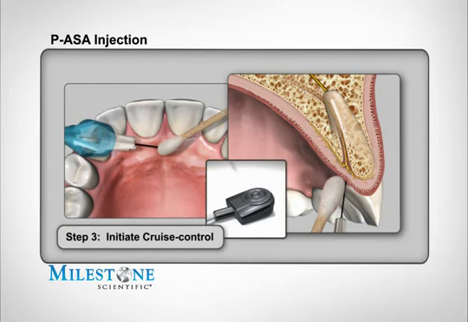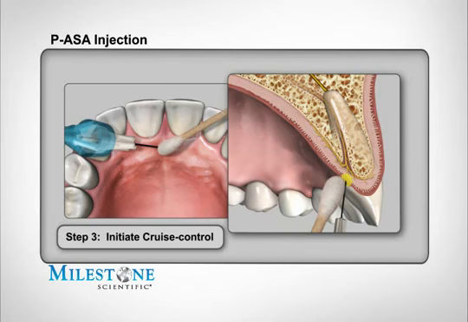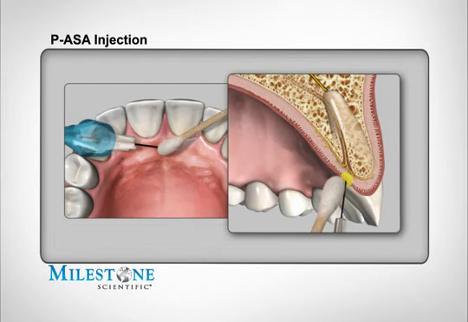Step 3. You will now initiate cruise control by depressing the foot pedal and counting 3 audible beeps. After the 3rd beep, the STA system will announce the word cruise. Upon hearing this announcement, remove your foot from the top of the foot control pedal. You will find that the STA system will continue to beep, indicating anesthetic solution is continuing to flow.